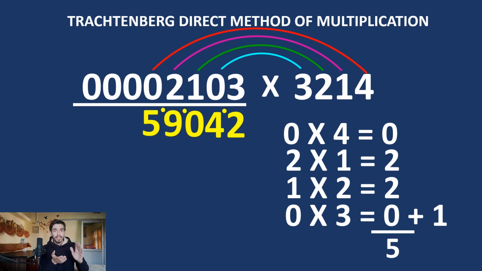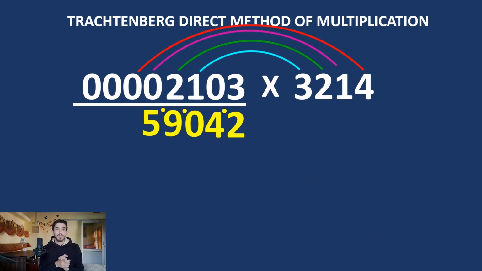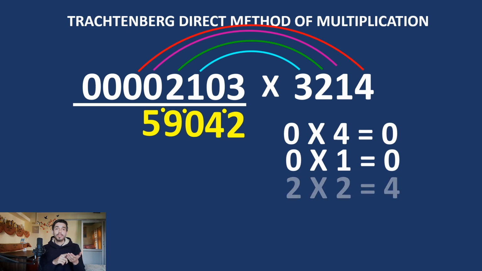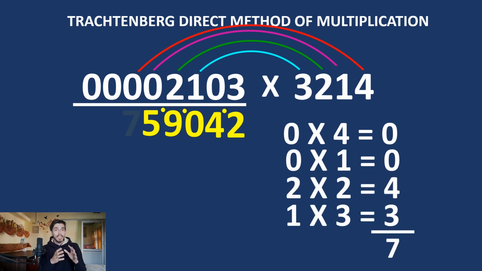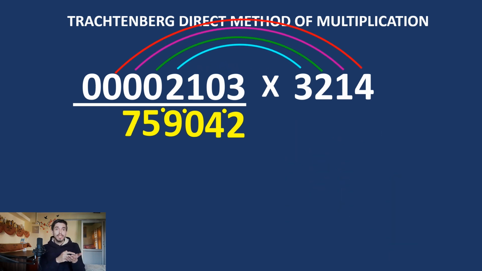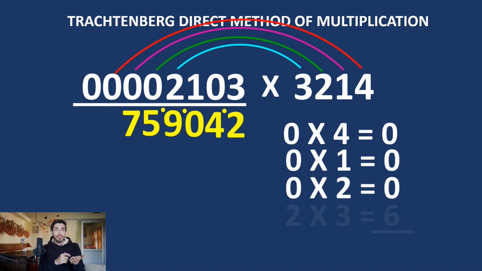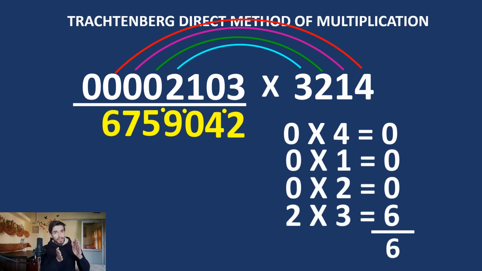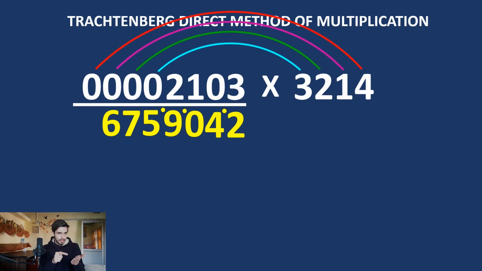So 5. Now again move these 4 arches. So 0 plus 0 plus 4 plus 3, 7. Now again move these 4 arches. So 0 plus 0 plus 0 plus 3 times 2 is 6. So 6. Now the next 4 arches will be on all zeros and we don't have a carry, so we do not need to do this step. So this is our answer, and this is how you can multiply any number with any other number using this direct method from the Trachtenberg system.